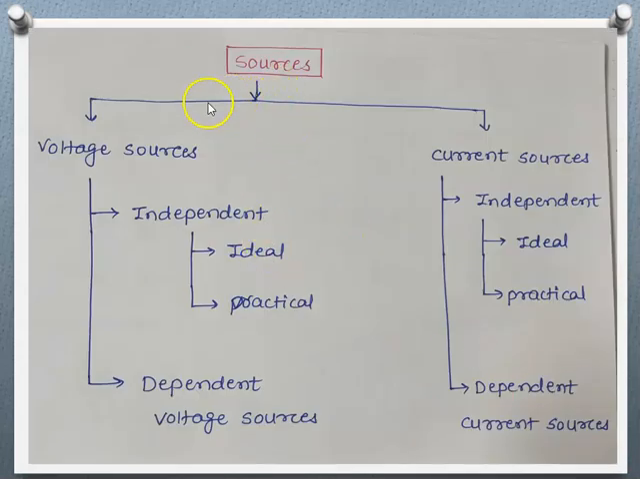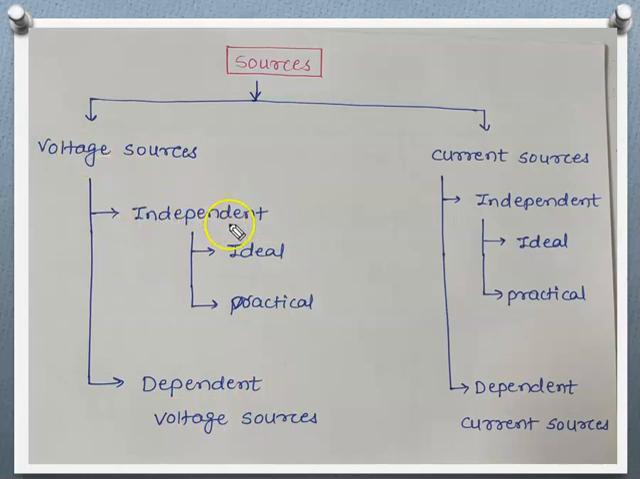The sources are basically classified into two types. One is voltage sources, another one is current sources. The source which provides continuous voltage to the circuit is known as a voltage source. The source which provides continuous current to the given circuit or network is called a current source. The voltage source is again classified into independent and dependent voltage sources. One is the independent voltage source, another is the dependent voltage source.